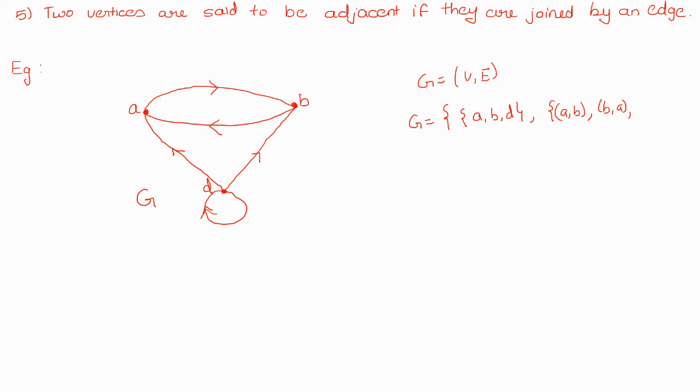then DB, DA and DD. Okay, so this is how our graph is represented, and in this case, this D comma D is a self loop. This edge is called a loop.